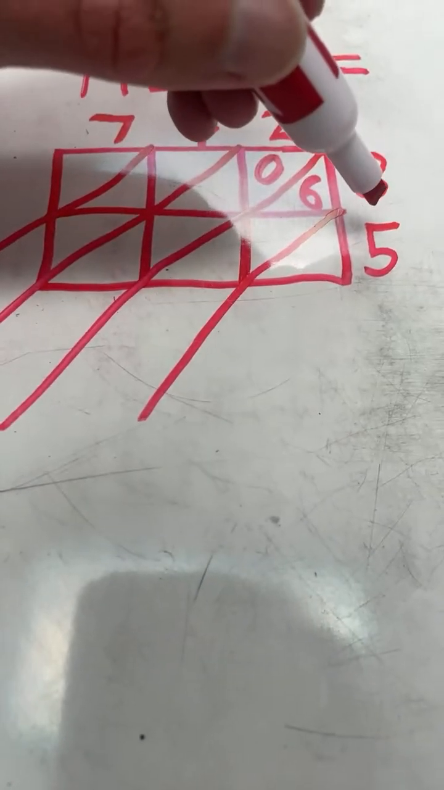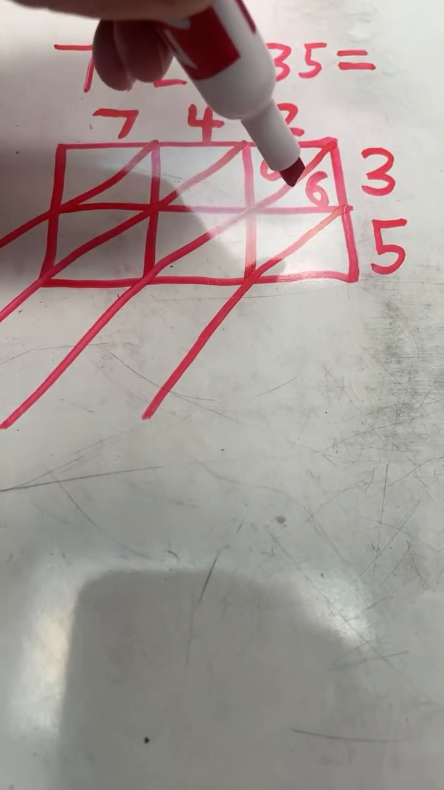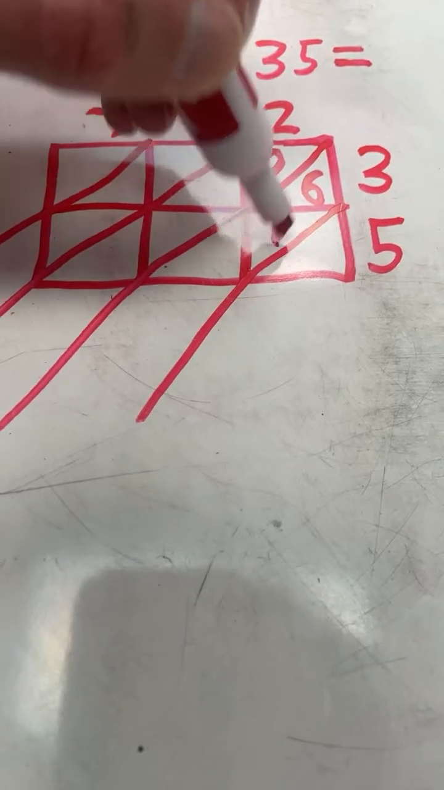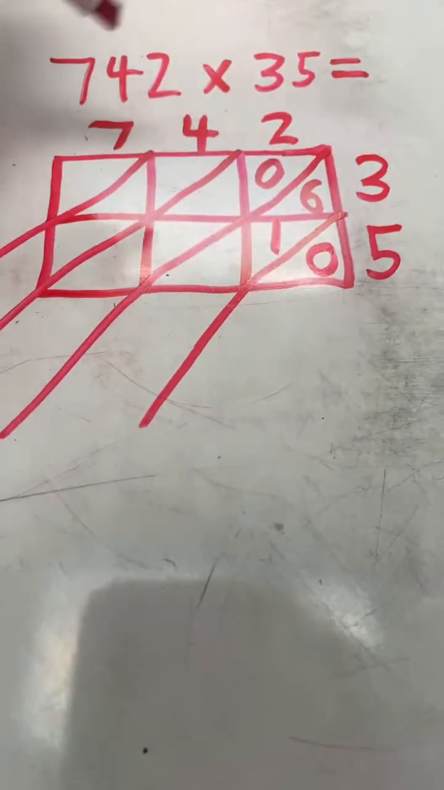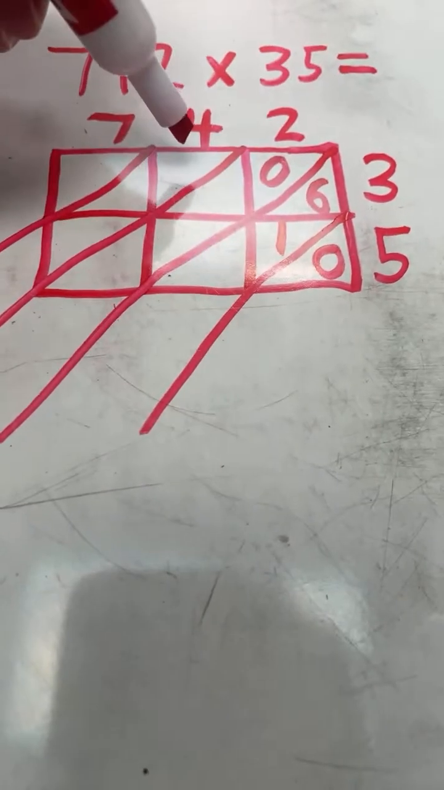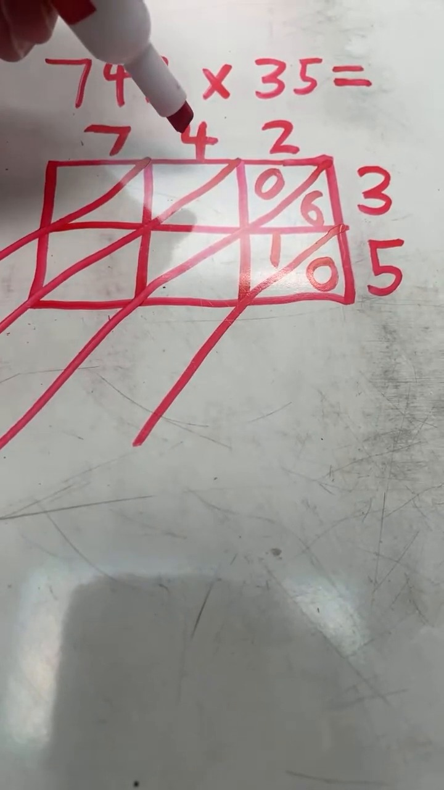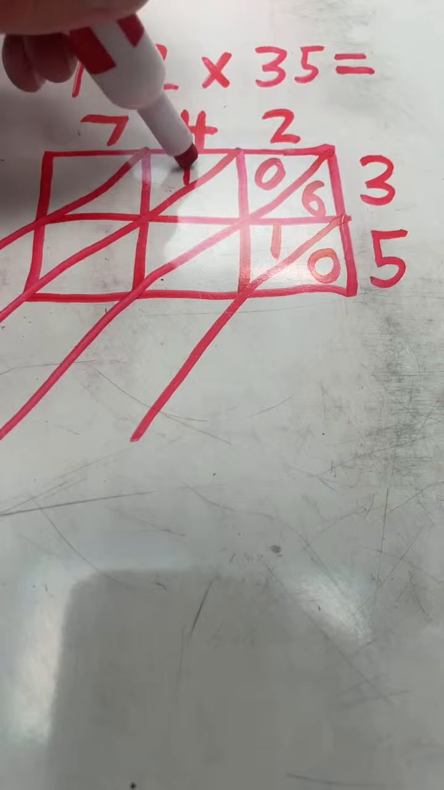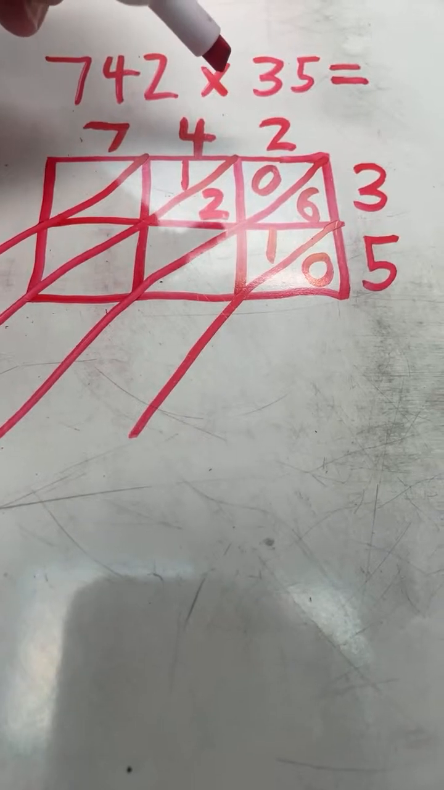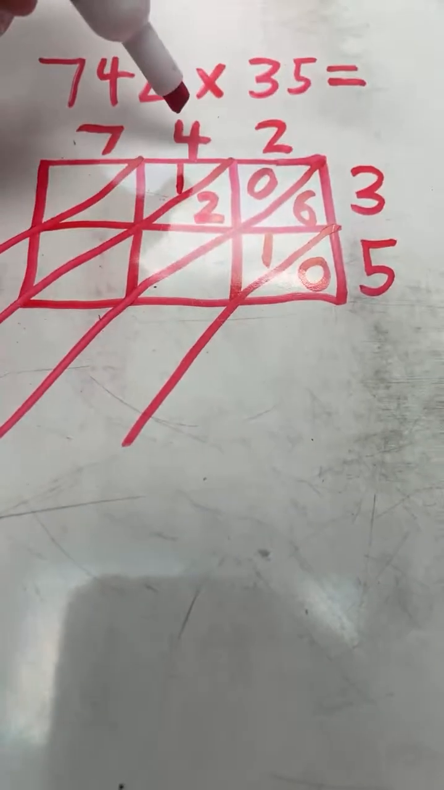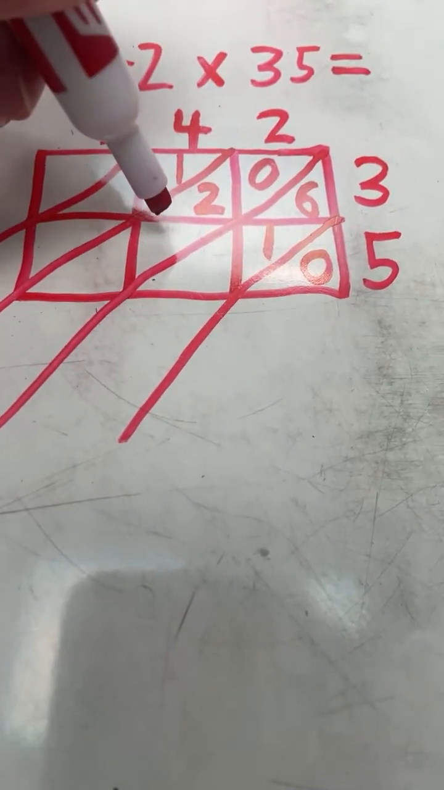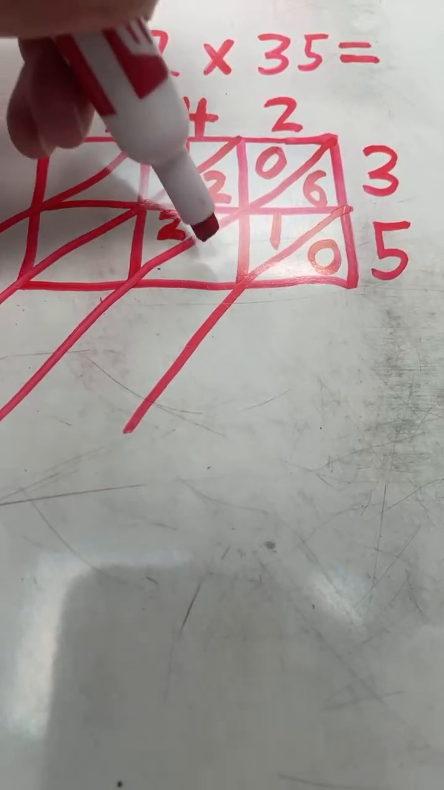2 times 5 equals 10. The answer to that is going to go in this square. Now 10 has a 1 and a 0 in it, so the 1 in 10 goes in this triangle, the 0 goes in this triangle. Next, 4 times 3, the answer to 4 times 3 is going to go in this square. 4 times 3 equals 12, so the 1 in 12 goes in the top triangle, the 2 goes in the bottom triangle. 4 times 5, the answer to 4 times 5 goes in this square. 4 times 5 equals 20. So the 2 in 20 goes in the top triangle, the 0 goes in the bottom.